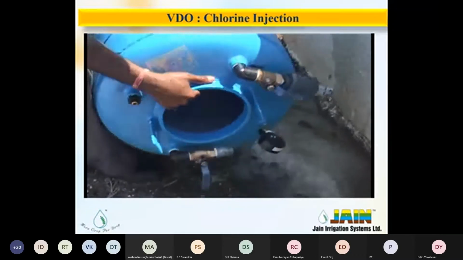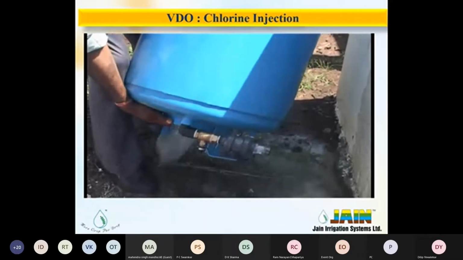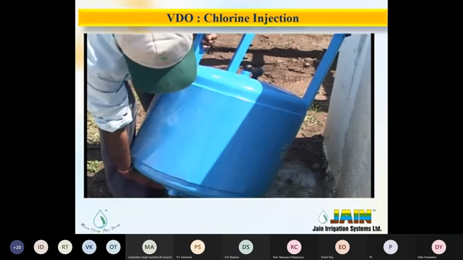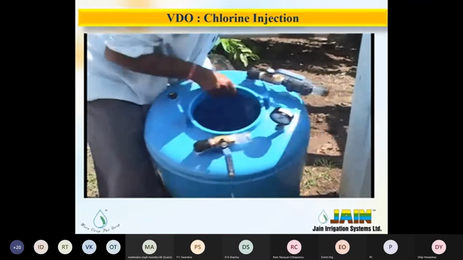After chlorination, clean the equipment. This is very important. Otherwise, the metal parts get corroded if the chlorine is there.